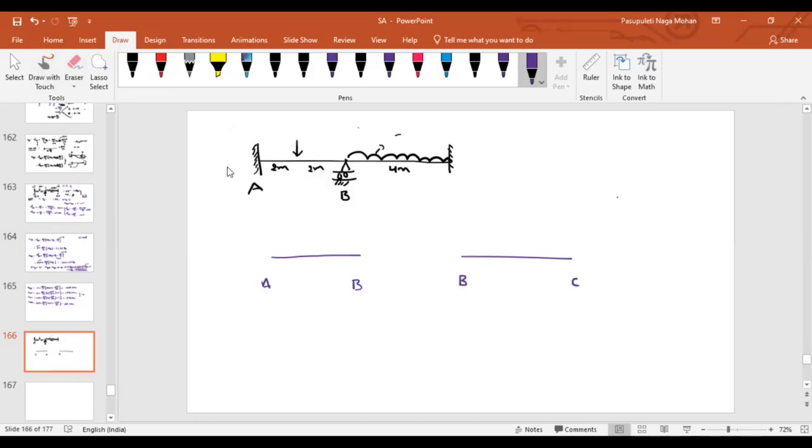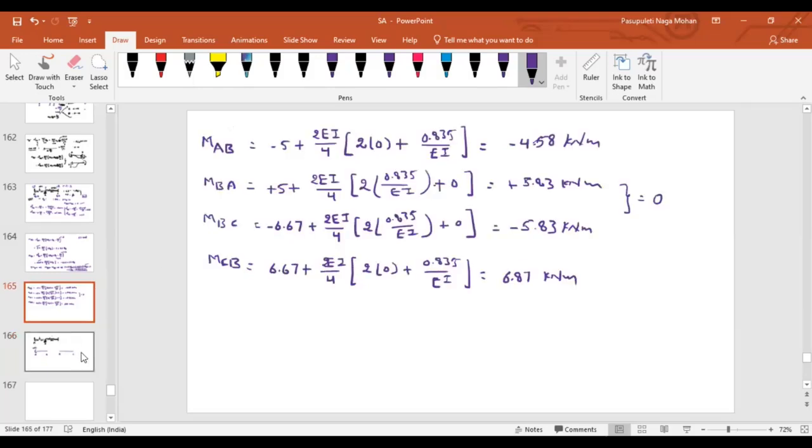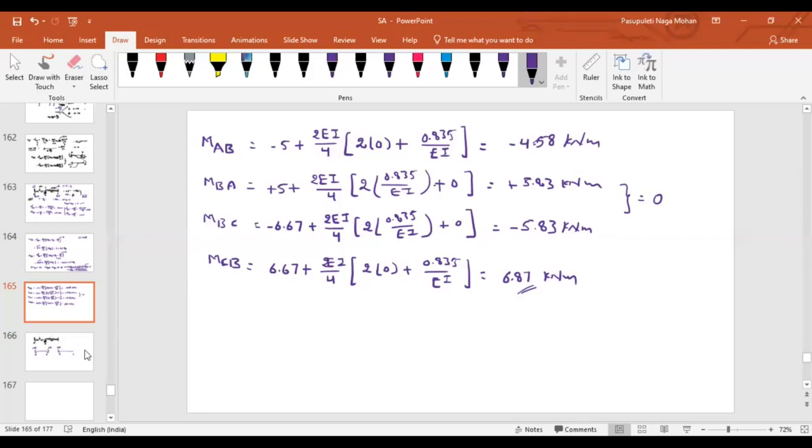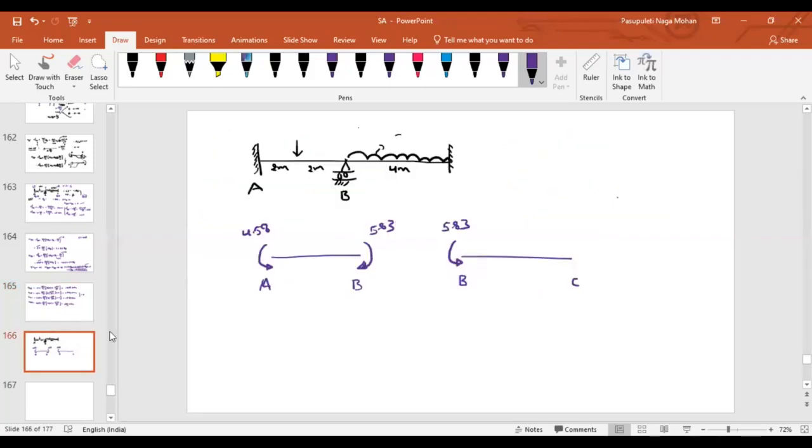Now, what is the final end moment that you have got at A towards B? Minus 4.58. Minus represents anti-clockwise. So I am representing the anti-clockwise direction, 4.58. And at B towards A, 5.83. It is clockwise, 5.83. Similarly, here it will be anti-clockwise, 5.83. Similarly, at C, 6.87 positive. That means here it is clockwise.